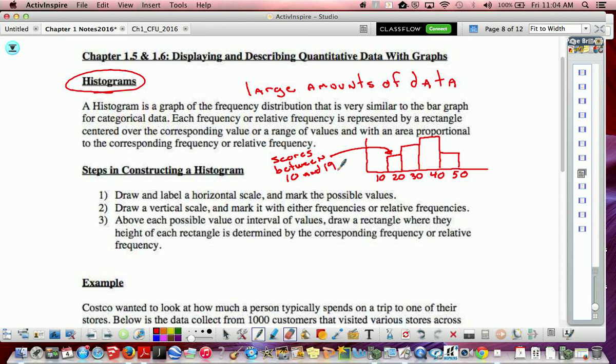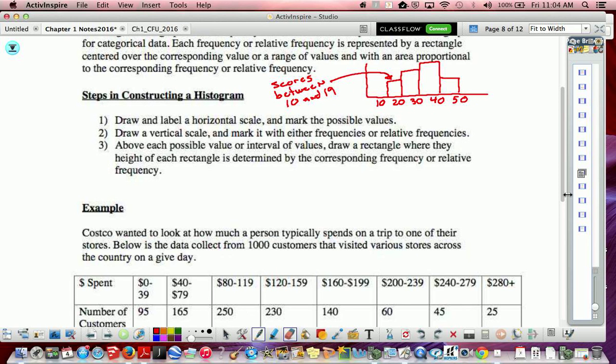Now, when you make your bins, you want to make them all the same width. Because if you don't, it's going to give you a disproportionate picture of what the data looks like. When you do a histogram, we have three steps. You'll draw and label your horizontal scale, marking the possible values on it. You'll draw a vertical scale. These will be your frequencies or relative frequencies. Basically, how often do they occur? Or percentages, I suppose, with relative frequency.